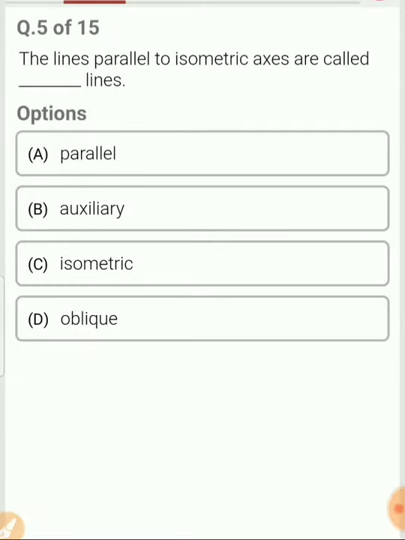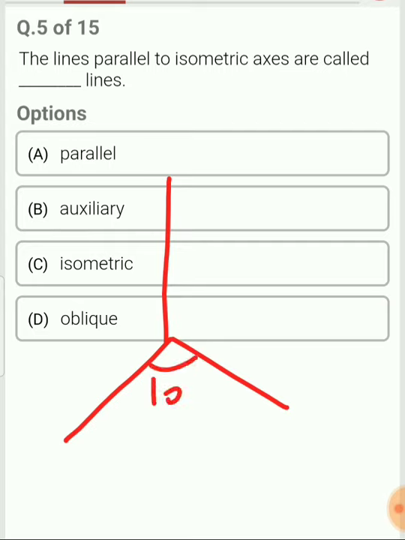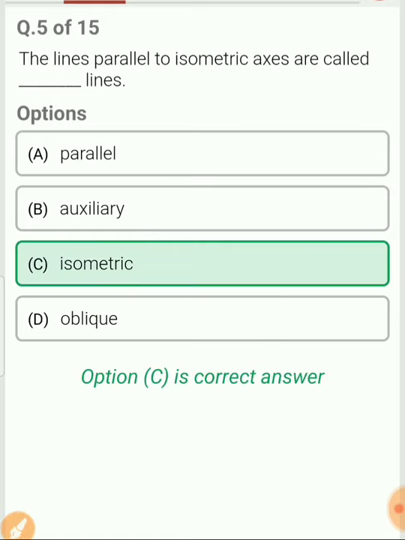Lines parallel to the isometric axis are called as, so the line which is parallel to the isometric axis, we have these isometric axes at 120 degrees with respect to each other. So if we draw a line which is parallel to the isometric axis, then those lines are called isometric lines.